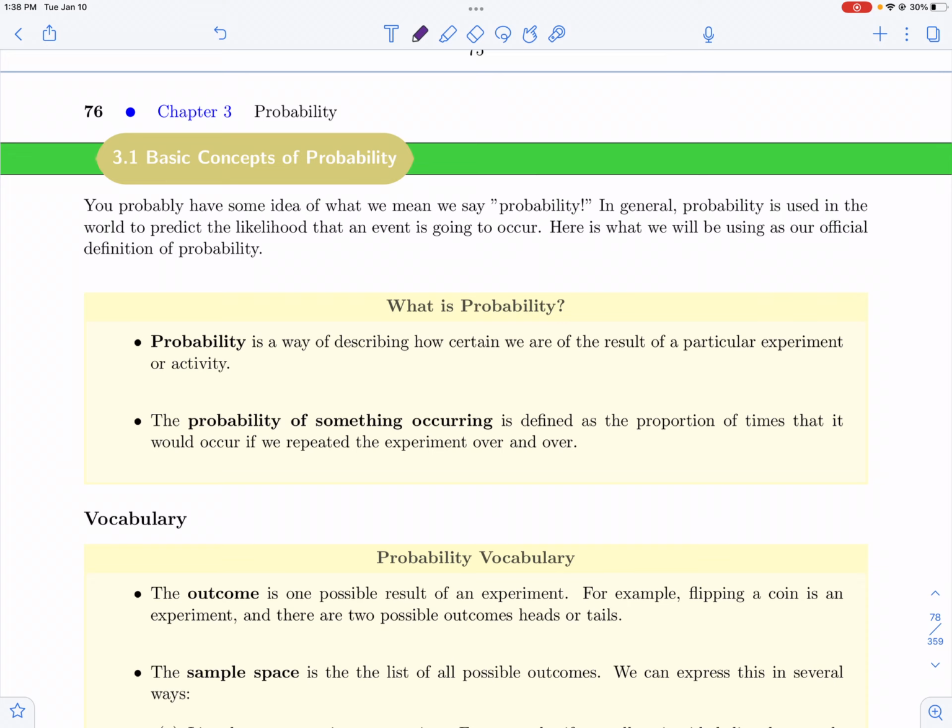For the most part, probability is just a way of describing how certain we are that a result of an experiment or activity is going to occur. Obviously a higher number like 95 or 98 percent means that there's a good probability that the event is going to occur, while something like 20% or 30% would lead us to believe that it's very unlikely that the event would occur. Probabilities are, of course, percentages, so we're going to be using fractions and percents to talk about our different probabilities.